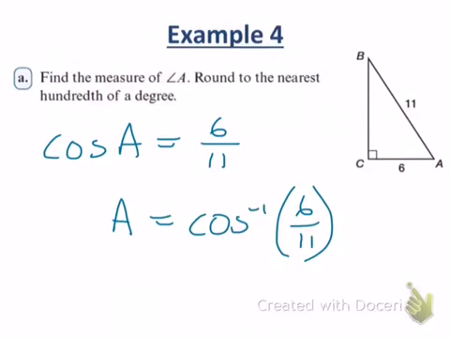If you don't punch this in and get this, you'll never remember it tonight. So take an extra minute and punch this in. A is the angle whose cosine is 6 divided by 11, the inverse cosine of 6 divided by 11. And that'll tell you the measure of angle A is what? Approximately 56. It says to the nearest hundredth. 56.94 degrees. Okay?